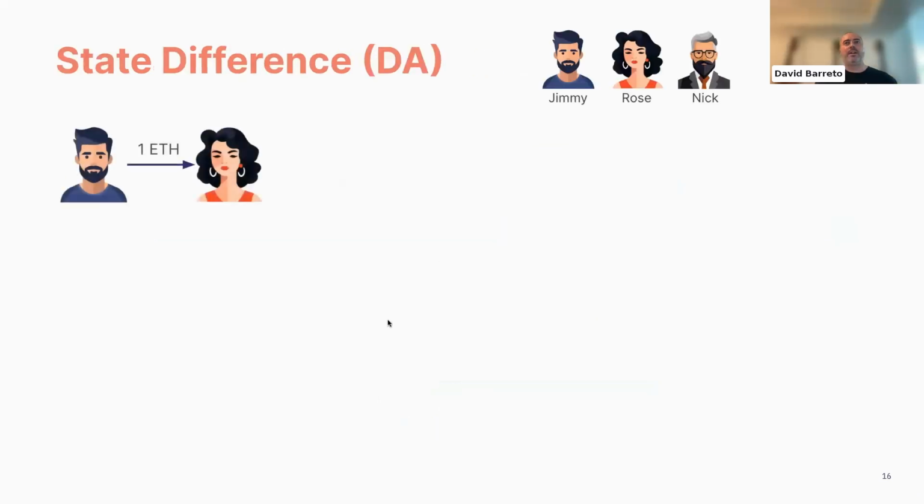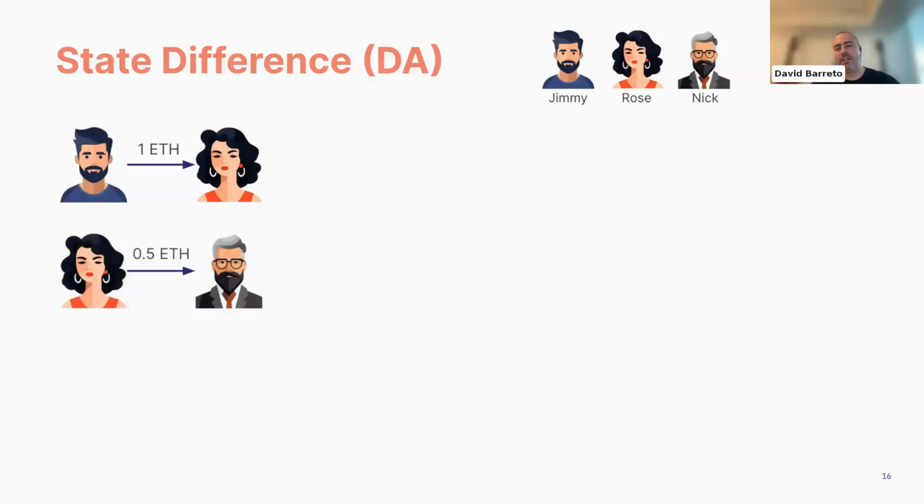But to understand what is actually sent, let me give an example of what is the state difference. Imagine we have 3 people, Jimmy, Rose, and Nick. Let's say that Jimmy sends 1 ETH to Rose, okay? And then Rose sends half an ETH to Nick.